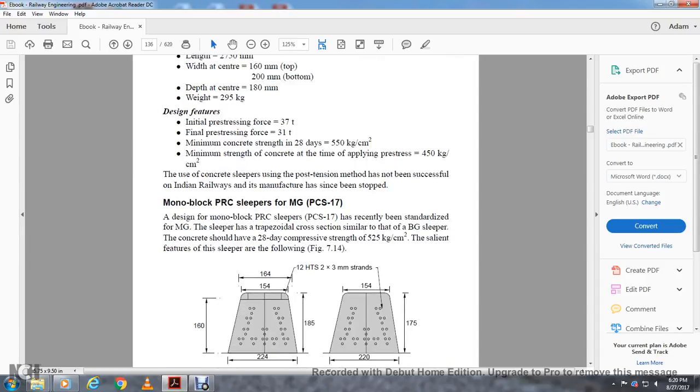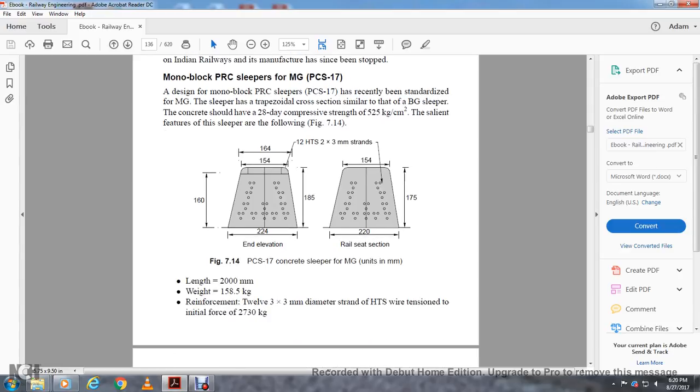The monoblock PSC sleeper, the MG PCS 17. The design of the monoblock PSC sleeper, the PCS 17, has recently been standardized for the MG sleeper, with a trapezoidal cross section similar to that of the broad gauge sleeper. The concrete should have a 28-day compressive strength of 525 kilograms per centimeter squared. The salient features of the sleeper are as follows in Figure 7.14.